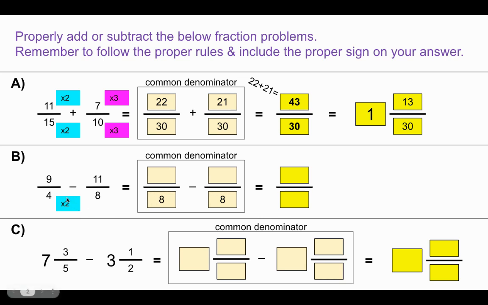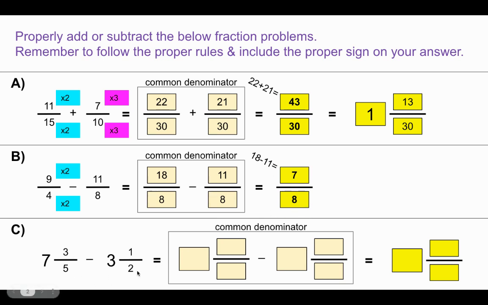But since we did this times 2, we have to do times 2 on the top here. So 18 times 2 is going to give you 18, and then this one didn't have to change at all. That minus 11 eighths just stayed 11 eighths. So 18 minus 11 is going to give you 7. And then the eighths still stays the same. So that is our answer for this one.